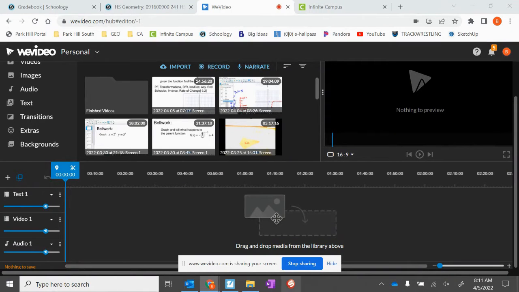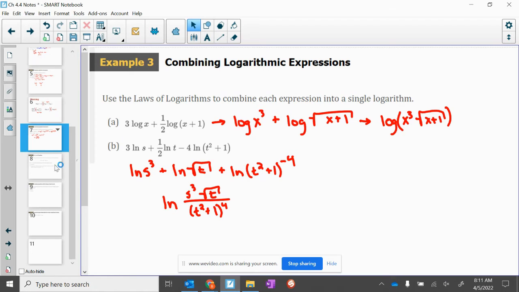All right, let's start the second part here of 4.4. Before we had talked about combining or expanding logarithms. This time we're going to talk about word problems and the change of base formula.